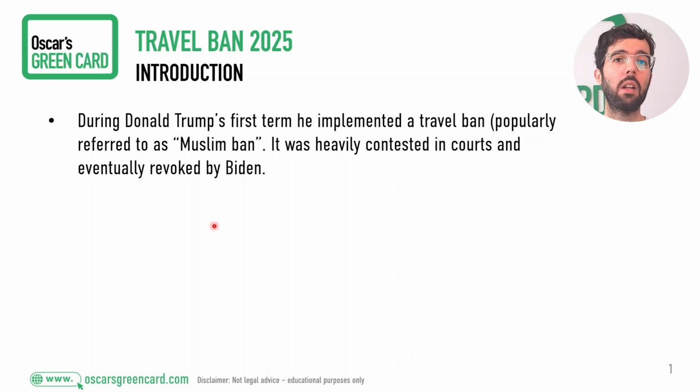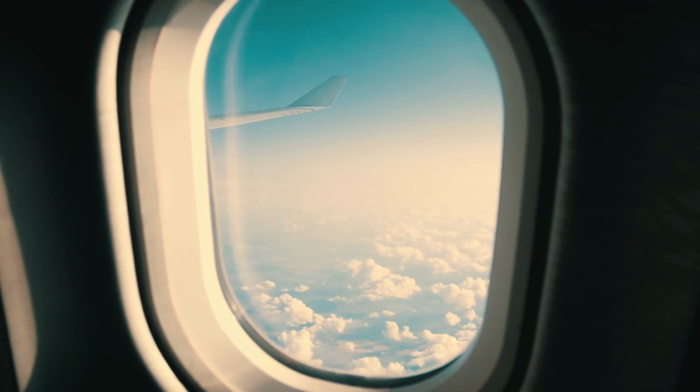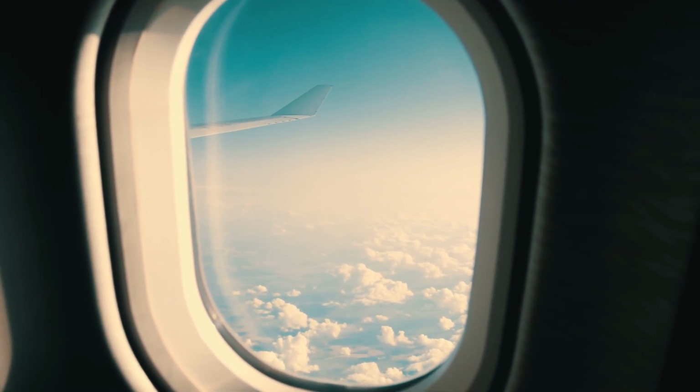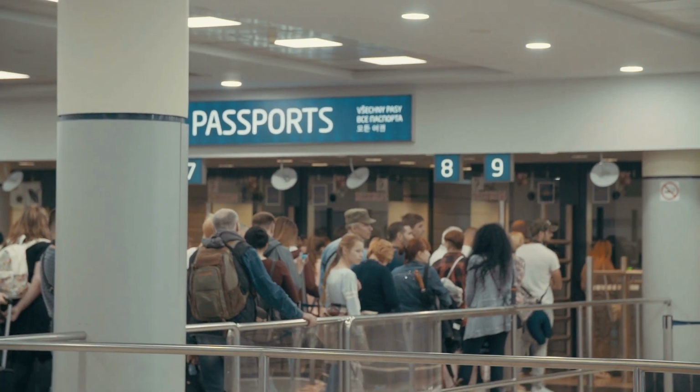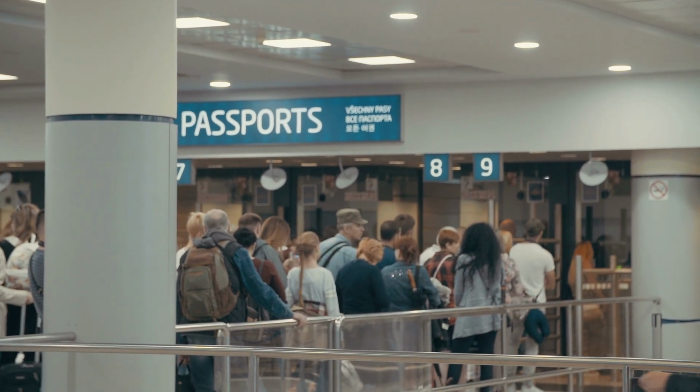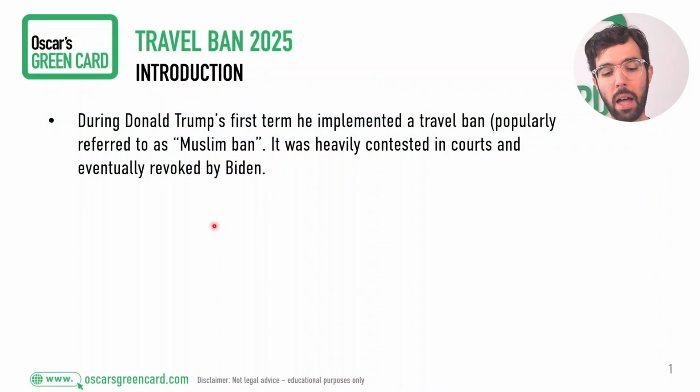That one was popularly known as the Muslim ban because it mostly affected predominantly Muslim countries. At that point, it was a little bit chaotic because he imposed the ban effective immediately. So people were in transit on the plane, flying to the United States with their visas, and they didn't know about it until they landed and were denied entry to the US. That ban was contested heavily in courts. It was suspended and eventually it was revoked by the next president, President Biden.